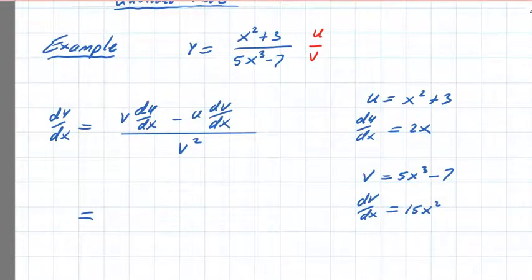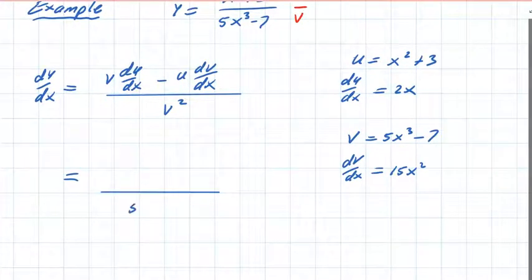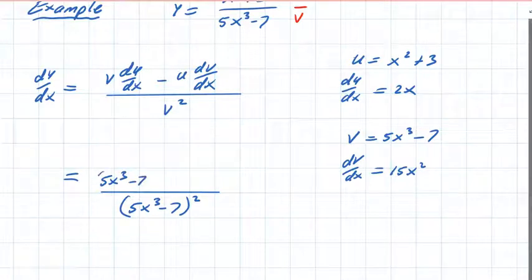So again, under the line, we have v squared, and v in our case is, so make sure to square it, it's 5x cubed minus 7. We have it over here, but it must be squared, it's v squared. Now above the line, it's v again, so it's 5x cubed minus 7. And that's multiplied by the du/dx, which is 2x. Minus u dv/dx. And again over here, just fill those in as well. So u is x squared plus 3. And the dv/dx is 15x squared.